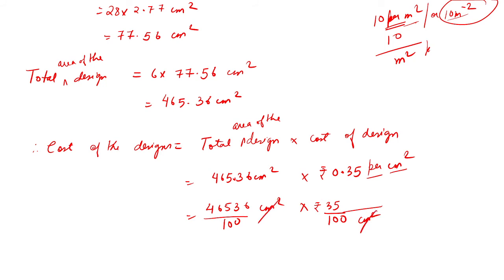So you see, 46536 into 35 will give you 1628760, by how many zeros? 1 2 3 4, and then there's rupees here, so you write rupees here. Clear up to this much? Centimeter square, centimeter gets cancelled. So finally you can write this with 4 decimal points. So rupees 162.8760, so 1 2 3 4 decimal places, after this 8760, clear?